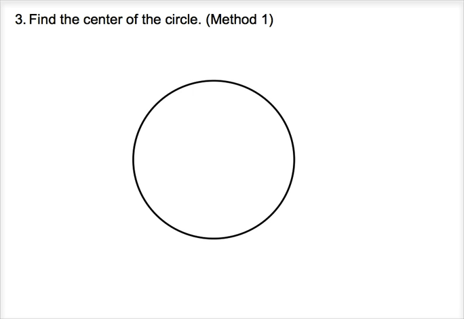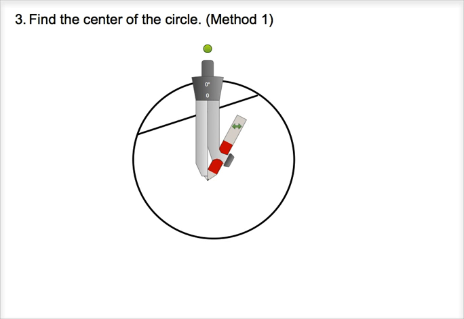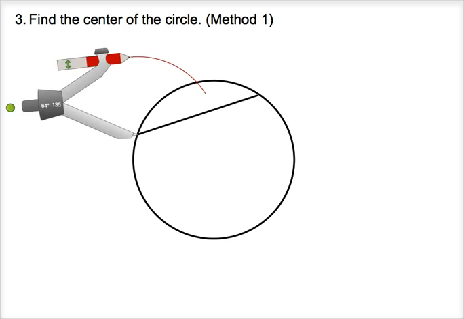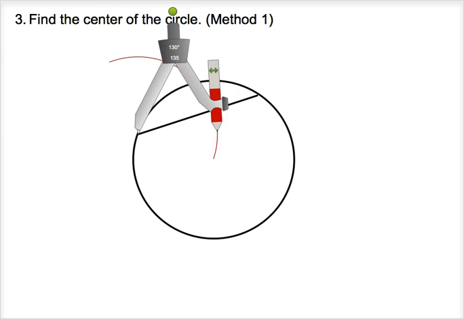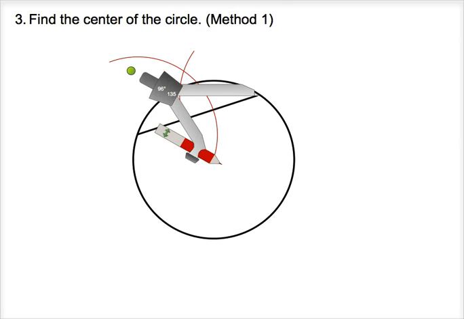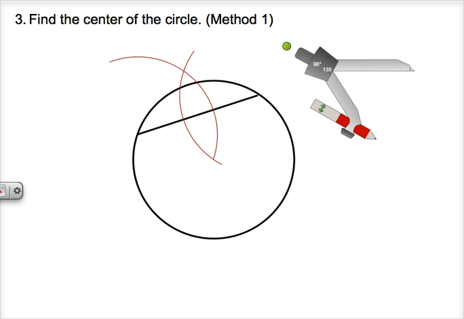Find the center of a circle, method 1. So I'm going to show you 2 different ways to find the center. The first method is just draw any segment that has its endpoints on the circle. And then what I want to do is construct the perpendicular bisector for this segment. So to do that, I put the point of my compass at the end, open it up to more than halfway, and swing an arc. And I repeat from the other side. And I can draw the intersection in.